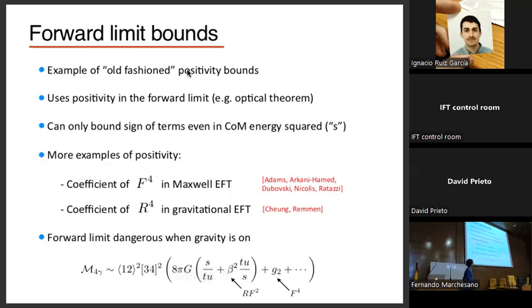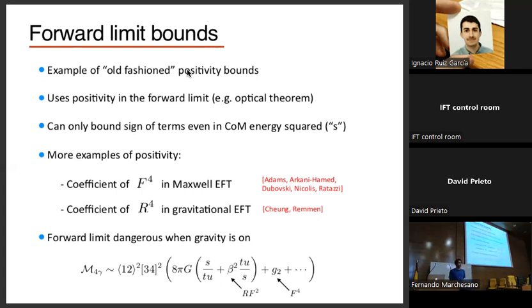The one that I showed you is an example of these old-fashioned bounds that use positivity in the forward limit of amplitudes or cross sections. The issue is that this can only bound signs of certain terms at low energies. There are examples like the coefficient of F to the fourth in Maxwell EFT, or the coefficient of R to the 4 in gravitational EFTs, which can also be shown to be positive using some of these arguments.